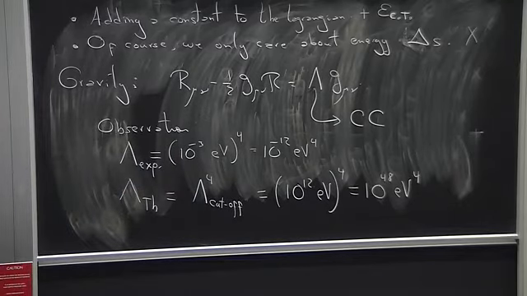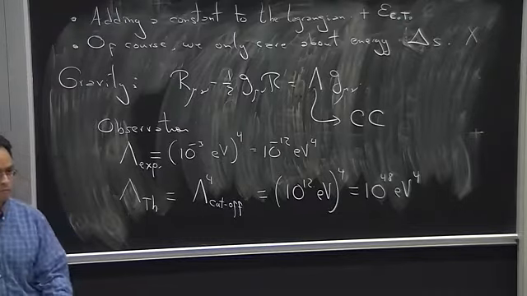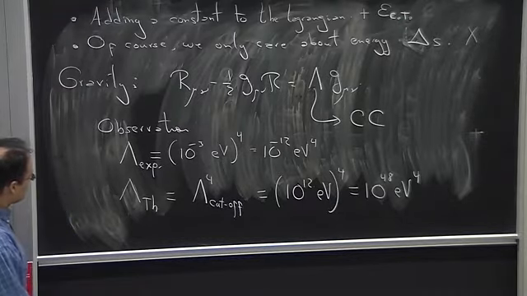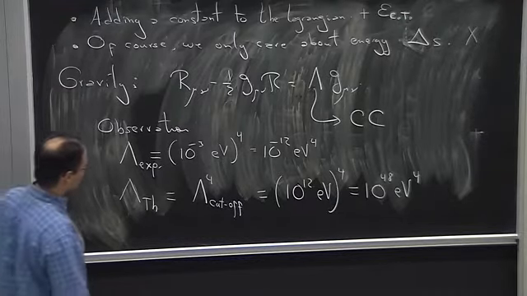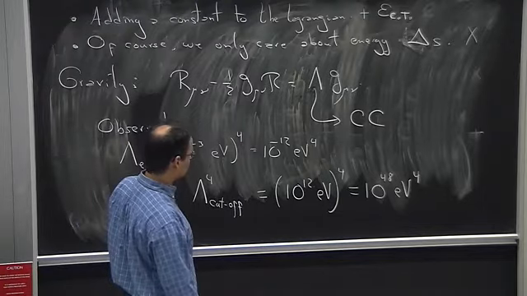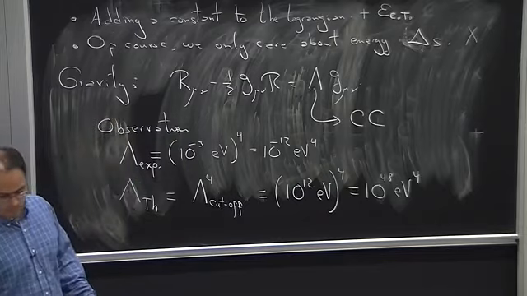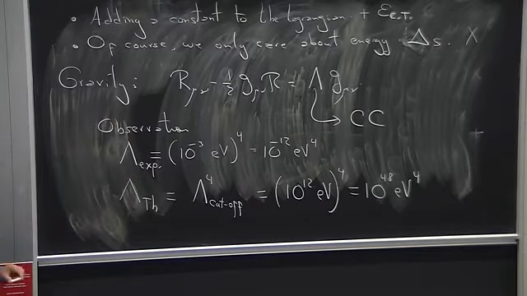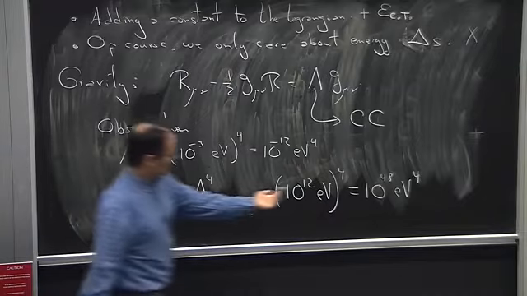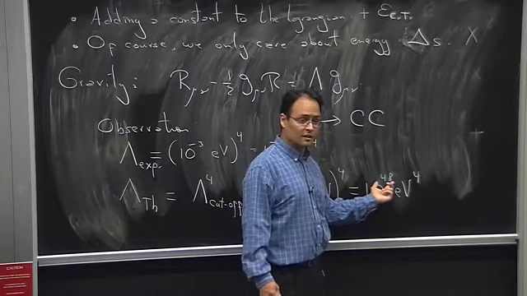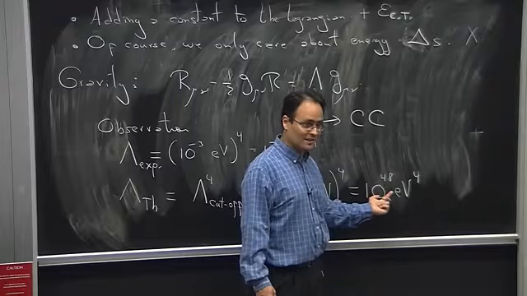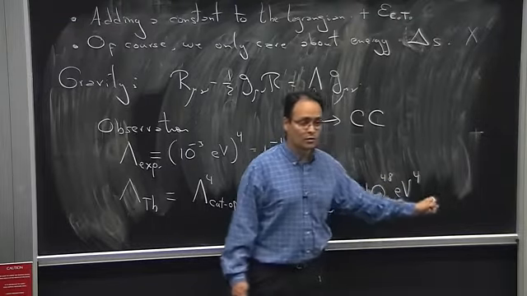Wait, 10 to the minus 12 is a higher energy than 10 to the 4th. Sorry? For a theory of, I don't know, quantum gravity it would be higher. No, but this is not an energy, right? This is energy density. It's eV to the 4th, okay?